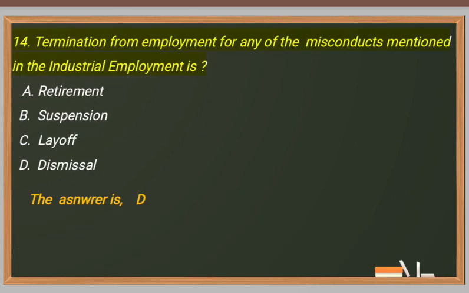14. Termination from employment for any of the misconducts mentioned in the industrial employment is A. Retirement. B. Suspension. C. Layoff. D. Dismissal. The answer is D.